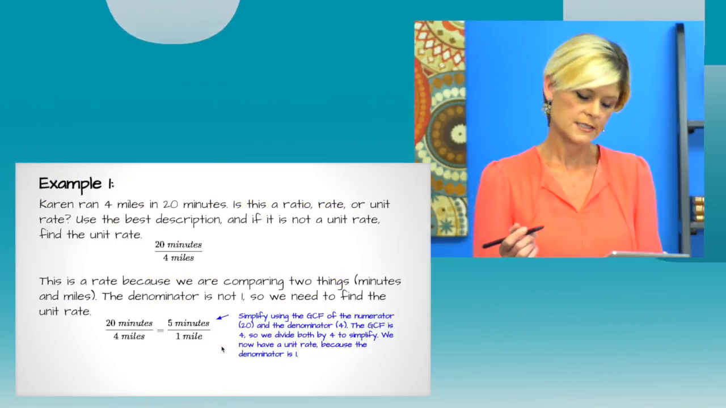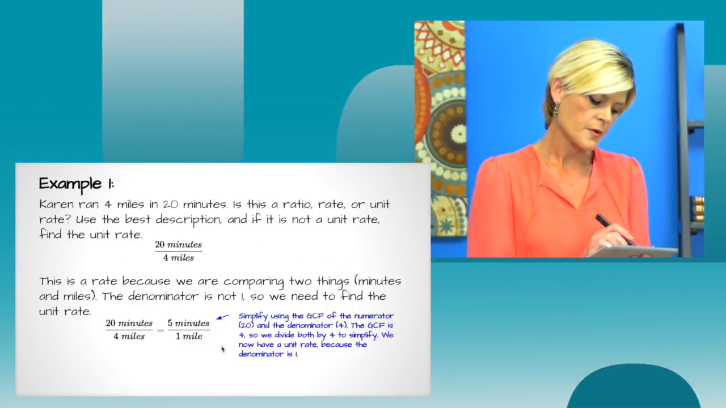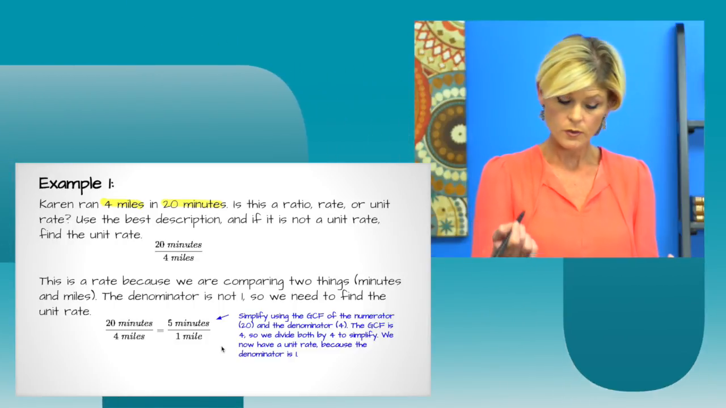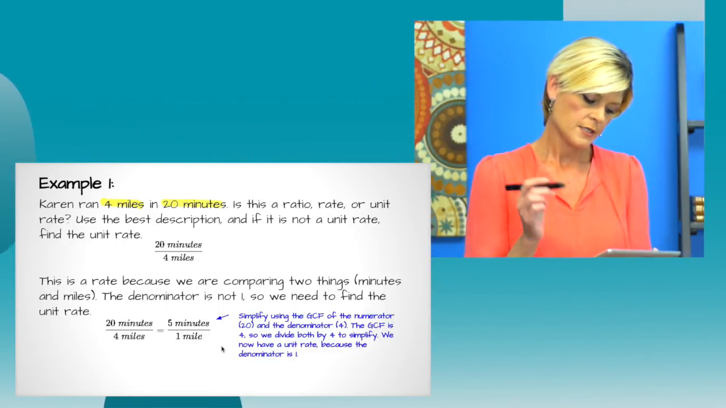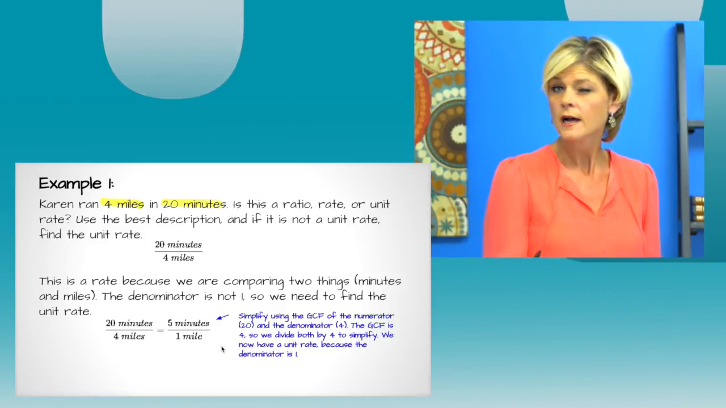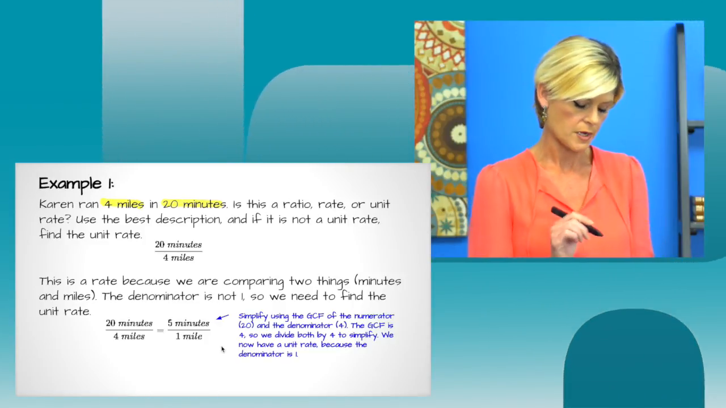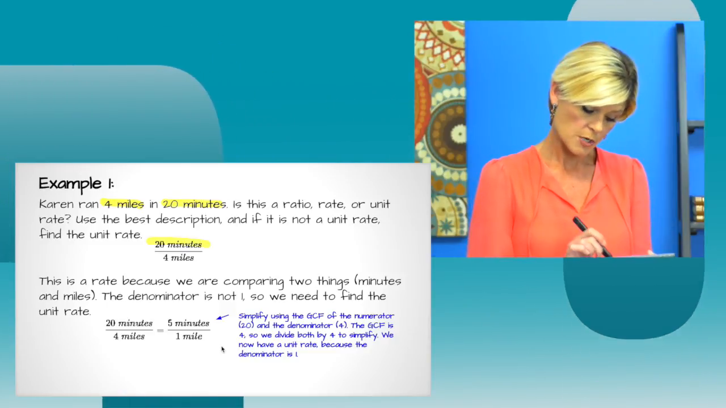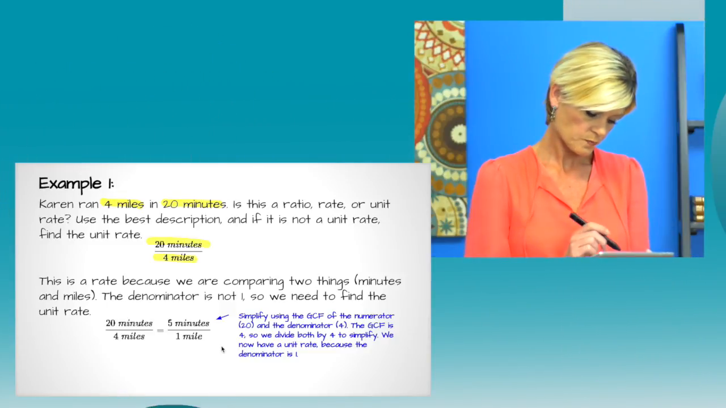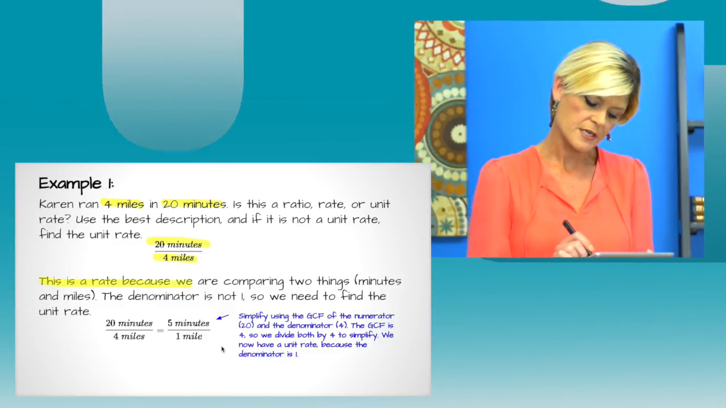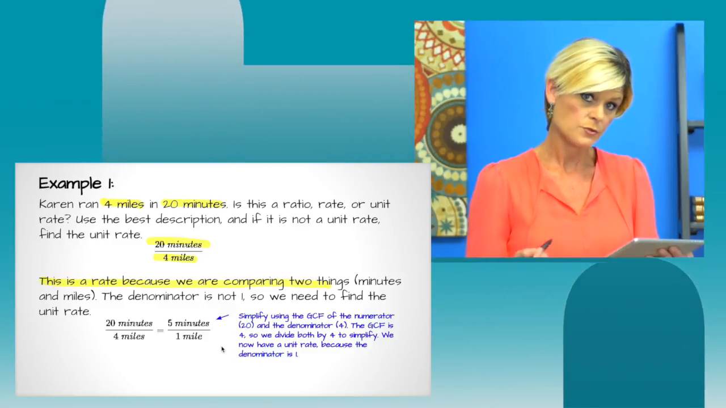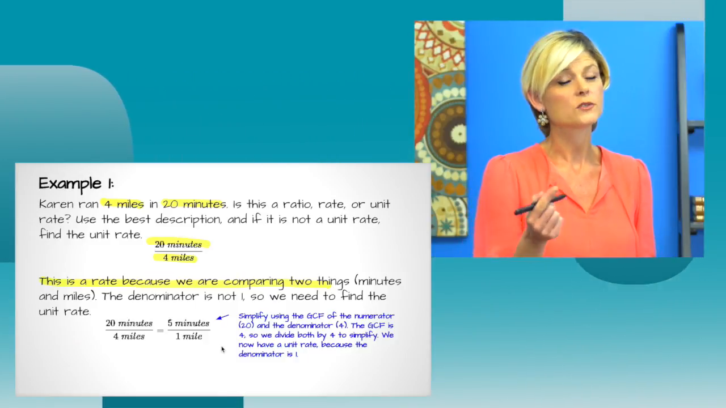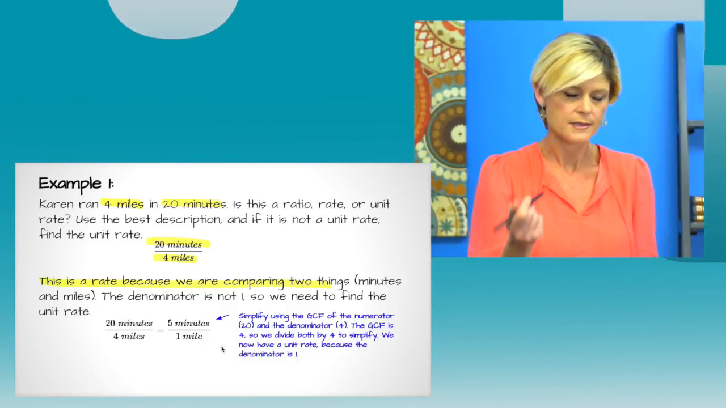And let's take a look at an example. Karen ran 4 miles in 20 minutes. Is this a ratio, a rate, or a unit rate? Use the best description, and if it's not a unit rate, you need to find the unit rate. So let's write what we know. What we know is that in 20 minutes, she ran 4 miles. Okay, we know this is a rate because we're comparing two different things, minutes and miles. But the denominator is not 1, so it's not a unit rate, and we need to find that unit rate.